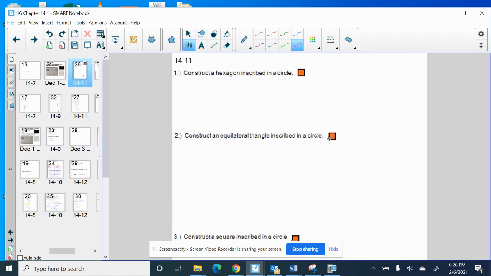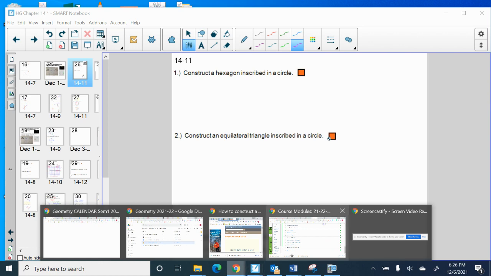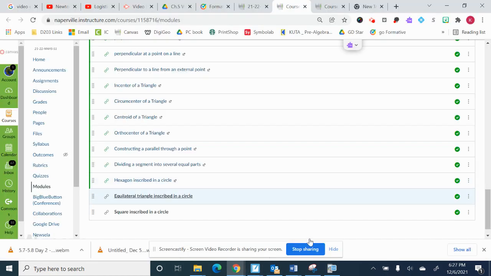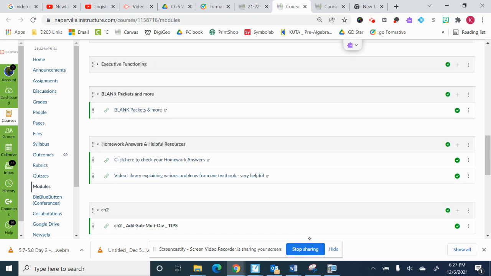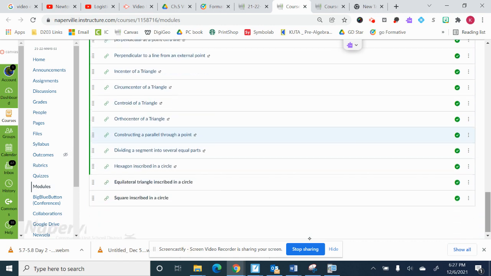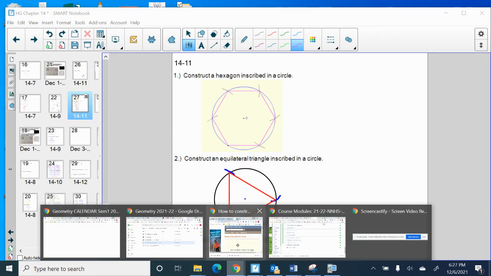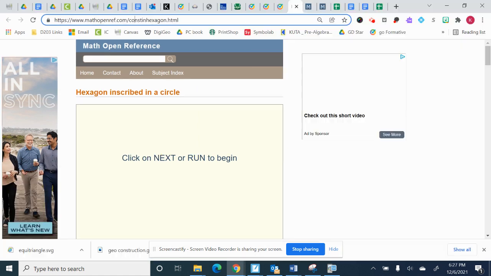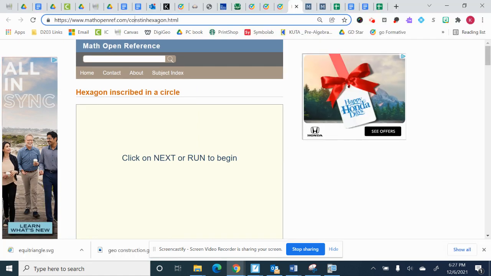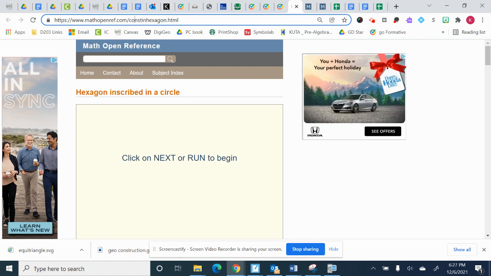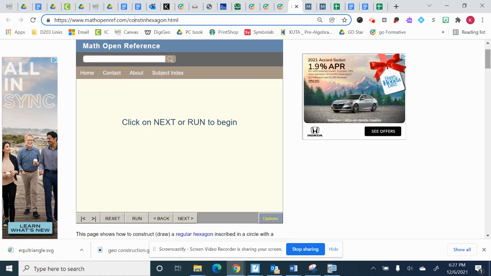Okay, so we're going to take a look at continuing on with 14-11. So these are just right in here in your Canvas in modules, so at the bottom there. So we'll walk through them. So this first one is a hexagon. We're constructing a hexagon inscribed in a circle. So that just basically means inside of a circle.